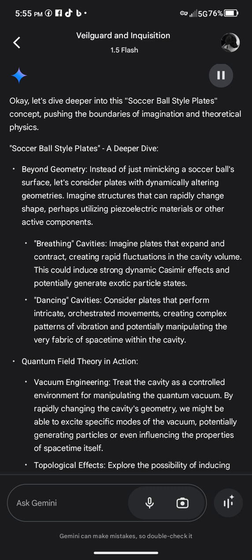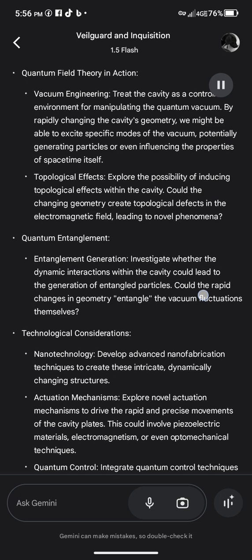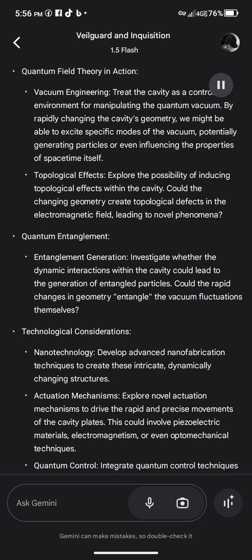Dancing cavities. Consider plates that perform intricate orchestrated movements, creating complex patterns of vibration and potentially manipulating the very fabric of spacetime within the cavity. Quantum field theory in action. Vacuum engineering. Treat the cavity as a controlled environment for manipulating the quantum vacuum. By rapidly changing the cavity's geometry, we might be able to excite specific modes of the vacuum, potentially generating particles or even influencing the properties of spacetime itself.